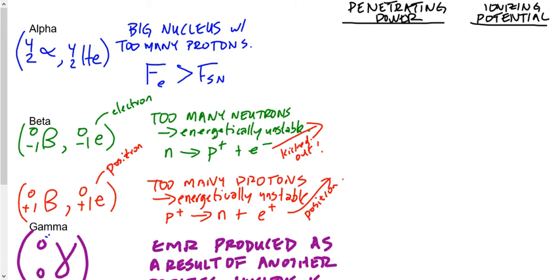Well, here's the good news. Alpha particles have this very, very low ability to penetrate matter. Very low. In fact, usually 3 or 4 sheets of paper will shield something from alpha particles.